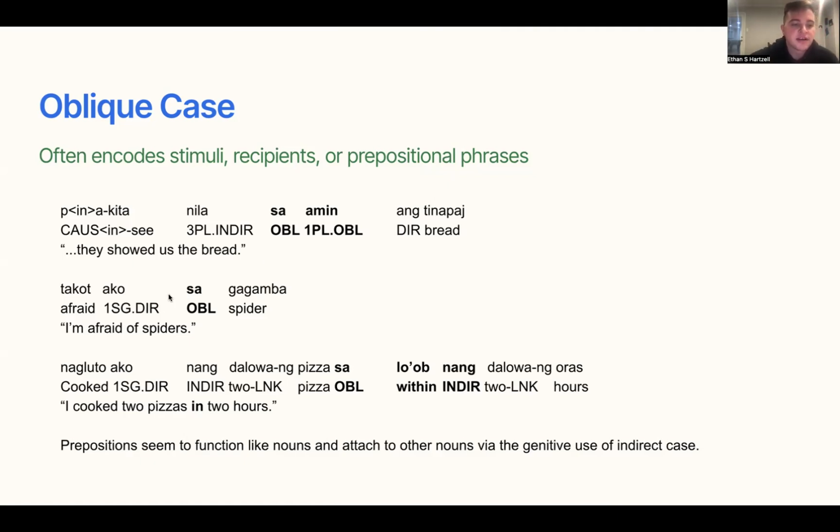And then we've also got takot sa gagamba. I'm afraid of spiders. So here the stimulus of the experience event takot is marked by the oblique.